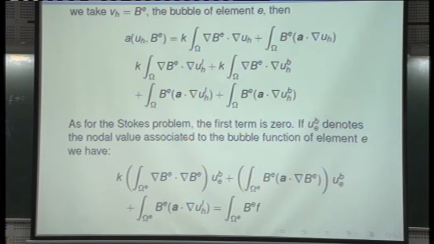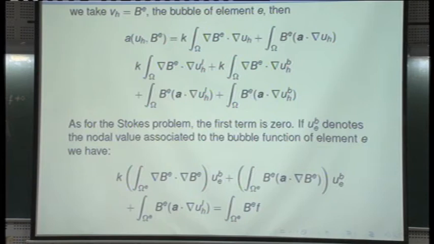And what happens with this term? We can express this as the bubble function times the bubble degree of freedom, which is this one. This term is exactly this one, gradient of B, and then UBH is the bubble function times the bubble degree of freedom. And then for the convective term, we have the same: the bubble function times the bubble degree of freedom. This term is this one here. Then we have the linear part, and the right-hand side. That's what we have.